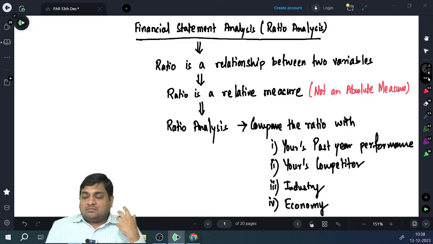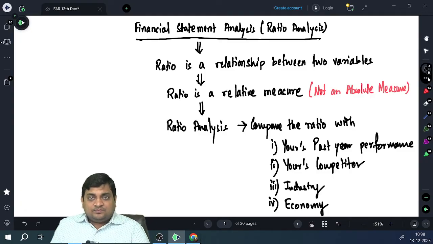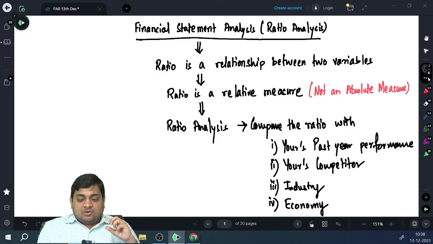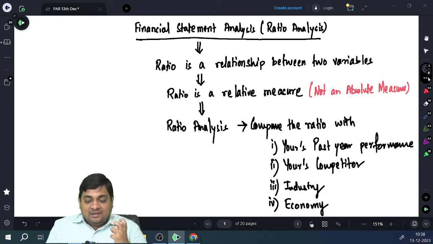Suppose I have earned a profit of 2 crore on an investment of 20 crores. It means 10% is my return on my capital employed, right? If I invested 20 crores and I have earned 2 crores, it means 10% is my return on capital employed. So the ratio gives me some sense. It gives me some meaning, right?